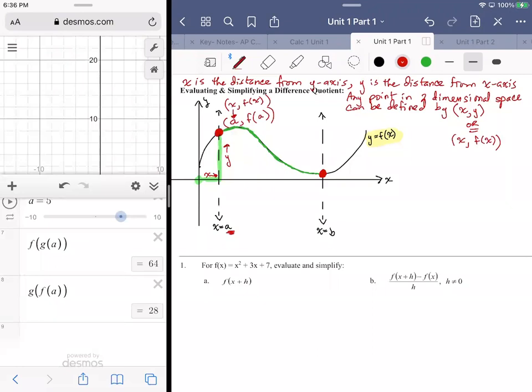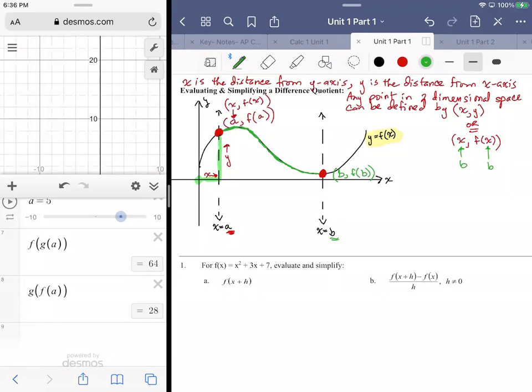Right. The same would be true for b. Over here we're looking at x being equal to b. So if we're following the mode of x comma f of x, if x is equal to b, then if I'm replacing the x with a b, I'd also have to be replacing the x over here with a b. So b comma f of b.